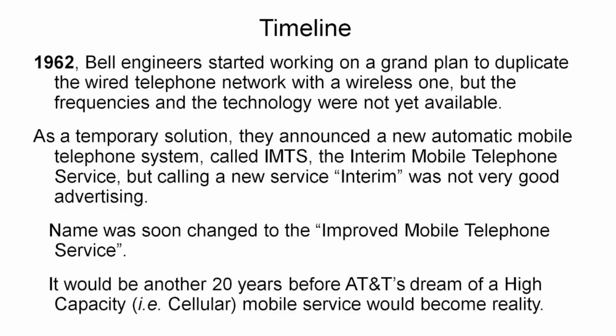But calling a new system interim wasn't very good advertising, because you don't really want to tell people that this is just a temporary system and you should wait to buy the better one. So the name was soon changed to the improved mobile telephone system. It would be another 20 years before AT&T's dream of a high capacity, i.e. cellular, mobile service would become a reality.